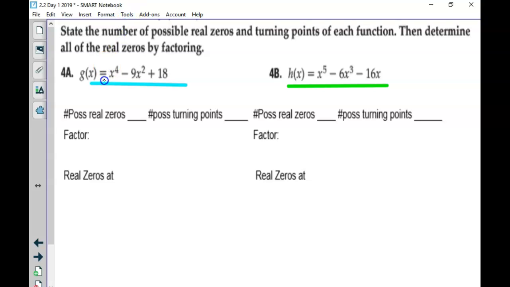Degree of this one. This is degree 4. Do you have this question? Okay, it's on the back. Okay, degree 4. So the maximum possible number of real zeros is 4, and the possible number of turning points would be 3. Doesn't mean it necessarily has that many. Graphing it might prove otherwise. But that is what I'm expecting you to answer based on the degree. The leading coefficient here is positive, so both ends would go up if it asked about end behavior.